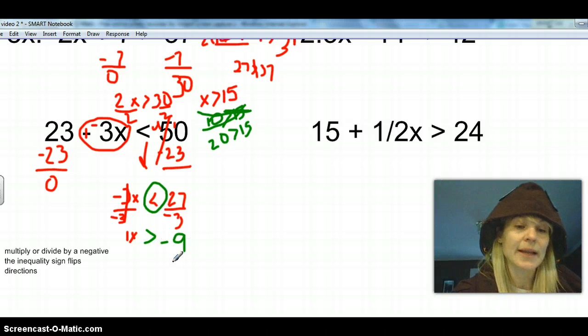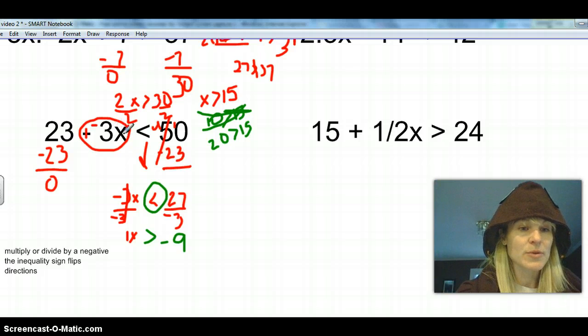So that means I can plug in anything greater. If I plug in -8 here, this statement will be true. If I plug in 0, this statement will be true. Let's do that real quick. If I plug in 0 here, that becomes 0. And then we have 23 is less than 50. True statement. I know this is correct. Okay. If we hadn't flipped that around, then we would have a false statement.